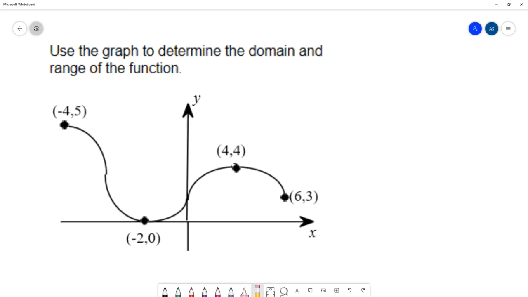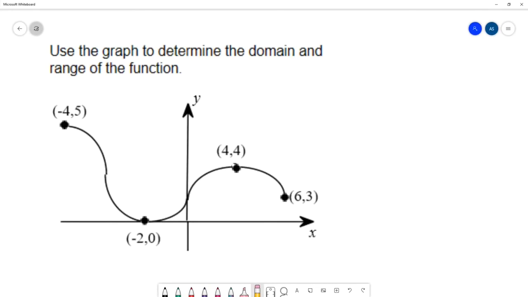So we're going to write the domain in interval notation. With interval notation, you write down the lower bound and the upper bound, and all of the numbers in between those are included in your set and in your domain. That way we won't be leaving out any x values or any y values.